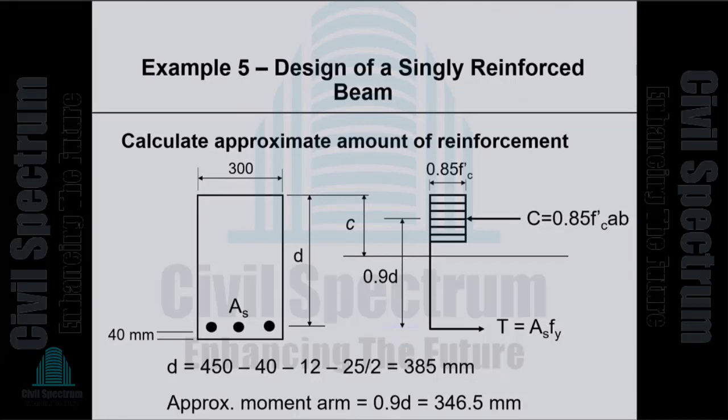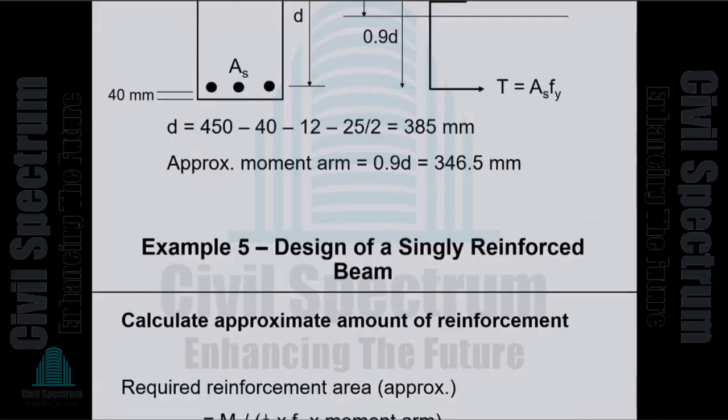Okay, so this is the picture of what we are dealing with, the beam. The stress distribution to the right, the effective depth is the total depth of 450 millimeters that was given in the problem statement, minus clear cover of 40 millimeters, minus stirrup diameter 12 millimeters, and half the bar diameter 25 millimeters. That's 385 millimeters. So approximate moment arm is 90% of d. That's what we just said. We will assume that it is, and that will give us a lever arm, moment arm of 346.5 millimeters.